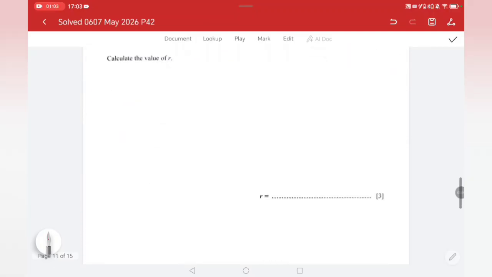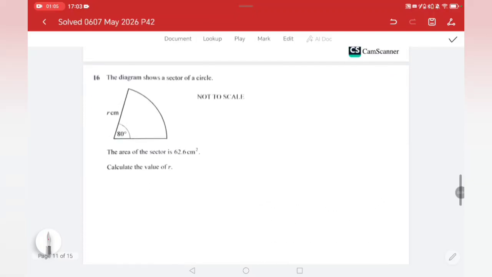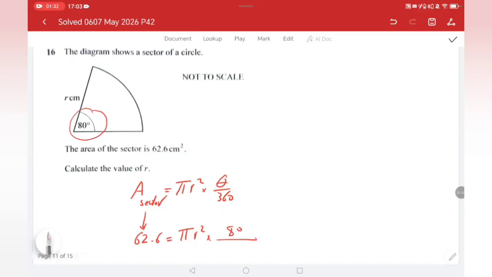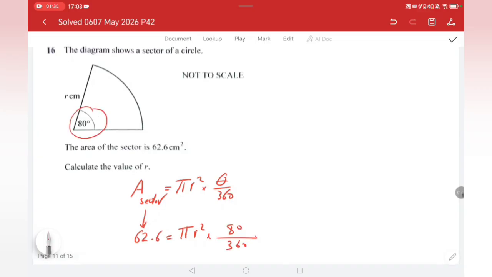the diagram shows a sector of a circle. We have the area and we need to find R. Okay, so the circle is pi r squared, but here we need to find the area of the sector. It's a part of the circle, so theta over 360. The area is 62.6. Pi r squared, we need to find r. Theta is 80 over 360.